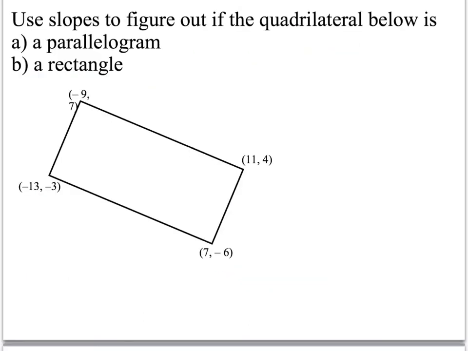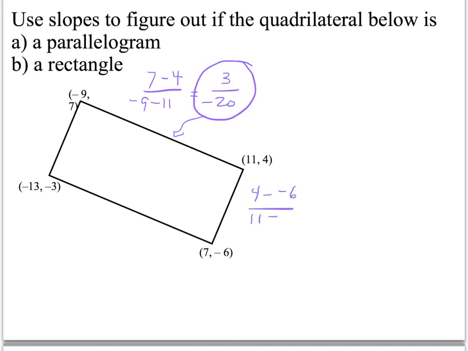This next problem, again, determines whether or not you understand slope. What we need to do in this problem is find the slope of all four sides of this quadrilateral. So we're just going to plug all of our coordinates in to find slope for each of the four sides. We're going to start with the top side, 7 minus 4 over negative 9 minus 11, which is going to give me 3 over negative 20. That's my first slope. My second slope is going to be found by taking 4 minus a negative 6 over 11 minus 7, which is, of course, 10 over 4, which reduces to 5 halves.